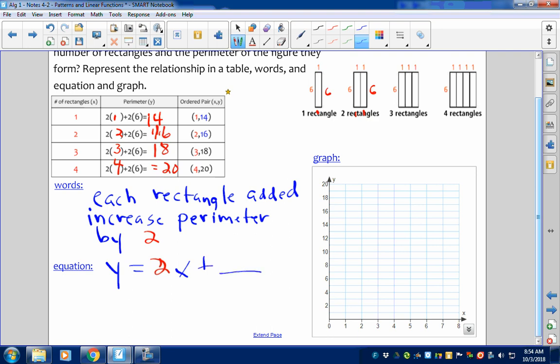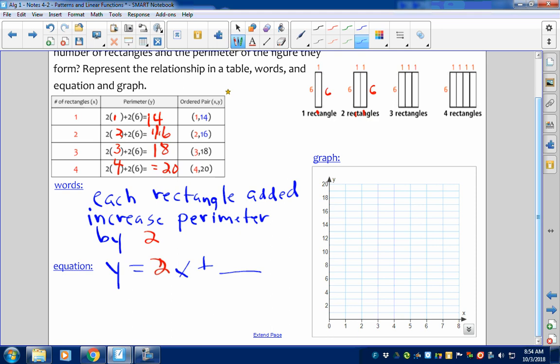So let's figure out what the number is. Well, it works like this. The 2 is what we call the rate of change of the perimeter. It's also known as the slope. If you've heard of that term before, we'll talk more about that later. But the 2, this difference as you go from one y value to the next, will always go here. So y equals 2x plus something.